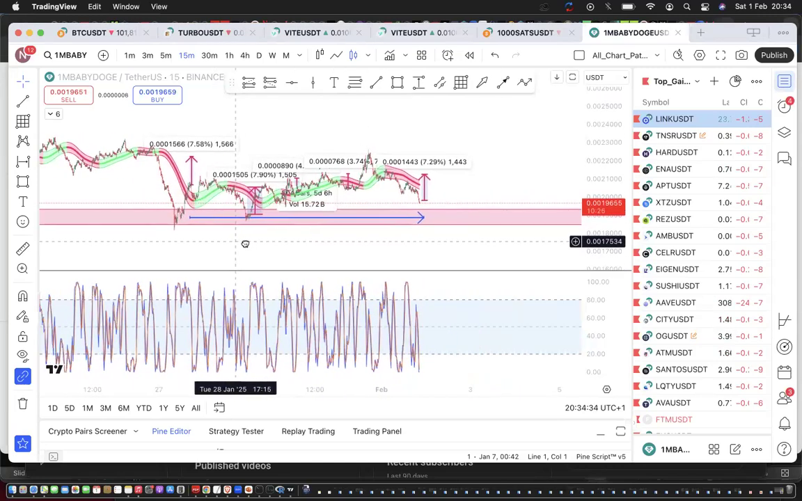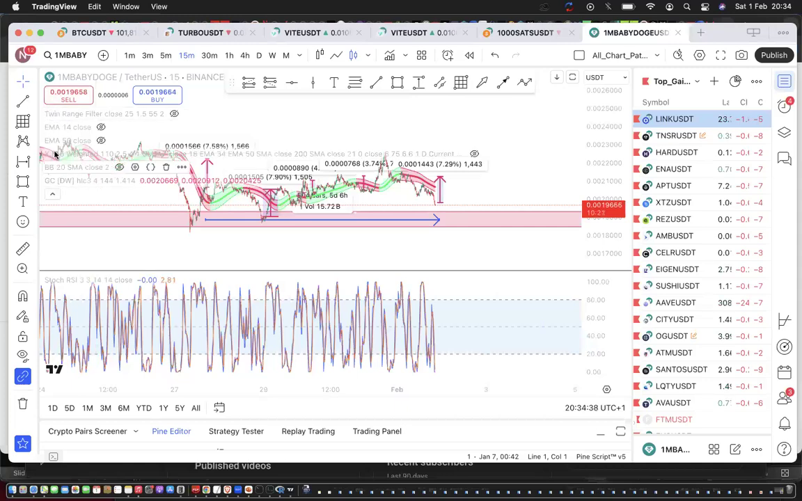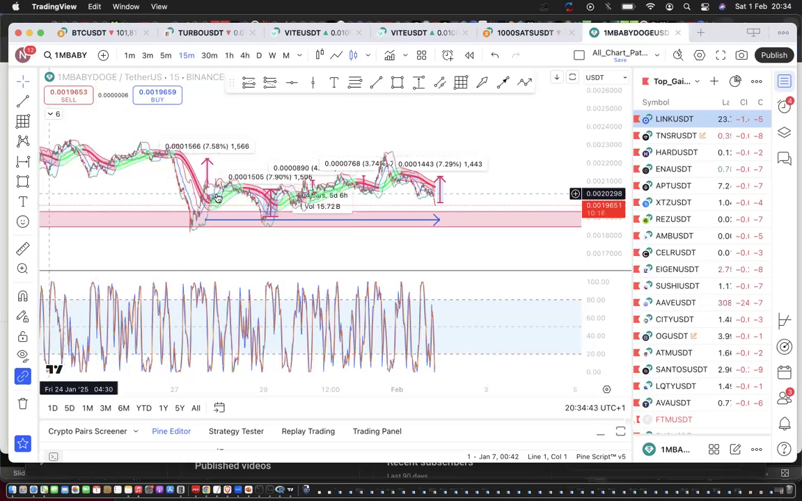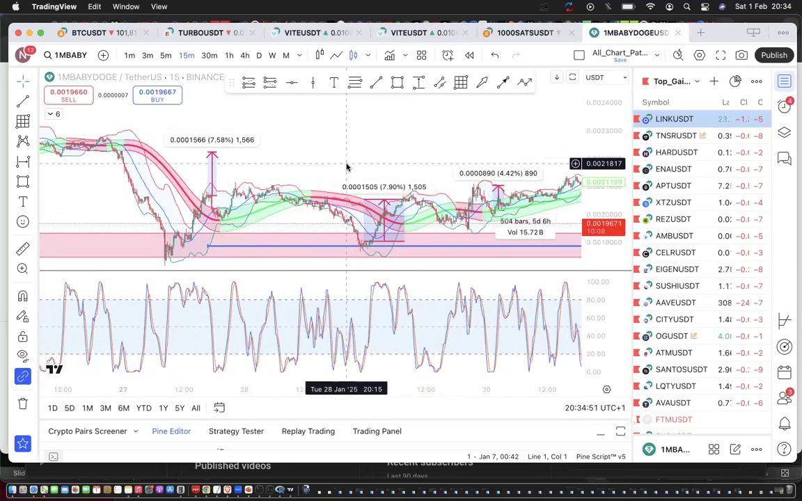Now, let me add Bollinger Band on it. Let's make this more interesting. Now, don't let it confuse you when I add Bollinger Band on it. It's still your Bollinger Band and all that. But now, let's observe.